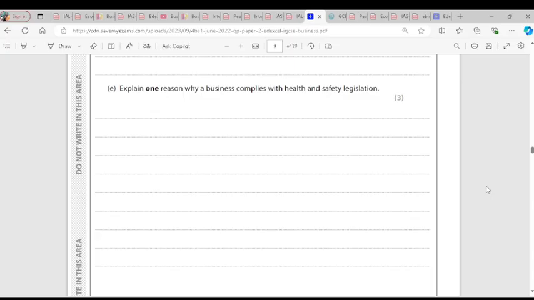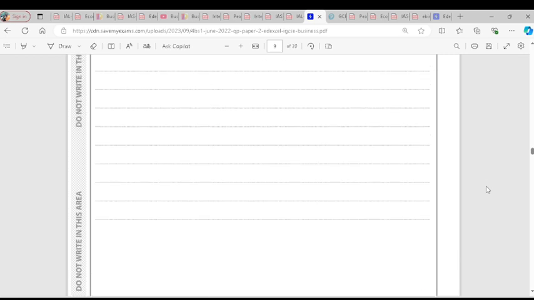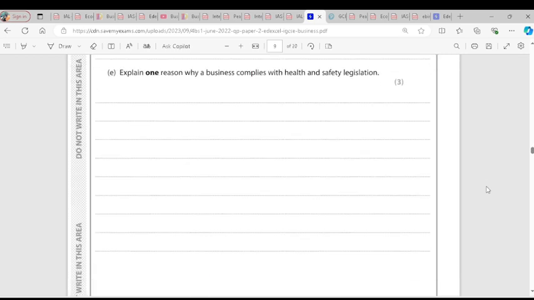And also, if you are following health and safety laws, it means your workers, your employees, are protected against any form of injury. They won't get injured because you are following health and safety laws. Is it clear, please? That's E. We go to F.